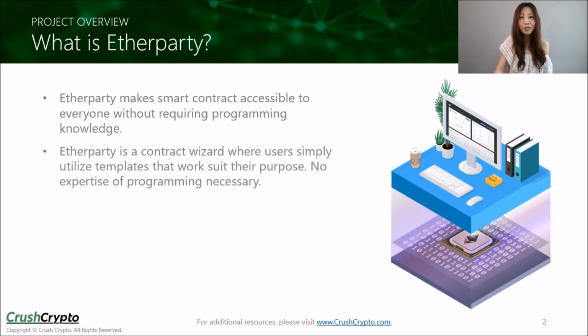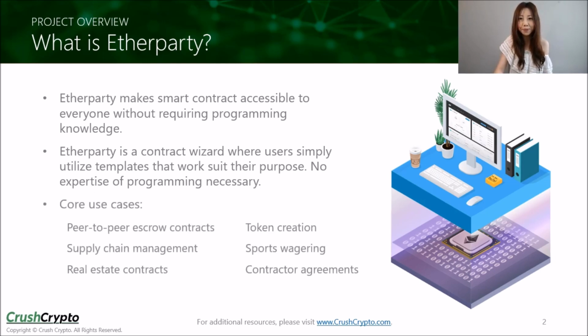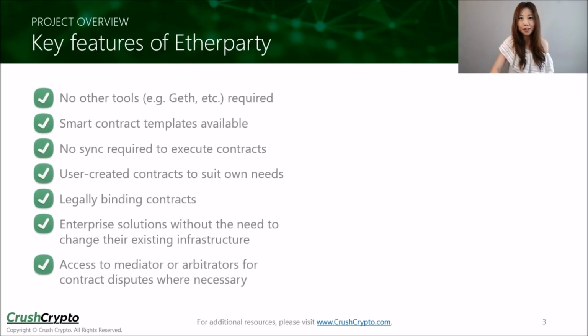Etherparty is essentially a contract wizard that removes the complexity of creating and executing smart contracts on any blockchain. Users simply choose from a library of templates without having to start from scratch, and no expertise in programming is necessary. The use cases for their smart contract templates will focus on areas such as P2P escrow contracts, token creation, and so on. Here are some of the features of Etherparty.